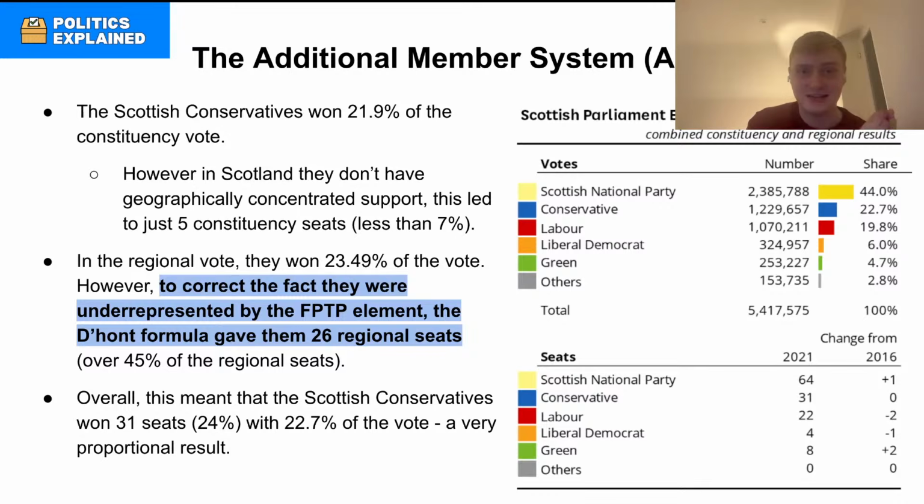Whoever's underrepresented by that first vote, by the first past the post, gets more seats than their vote share from the regional vote to correct it and bring it closer to a more proportional result, and vice versa. The SNP, for example, often get loads of seats from that first past the post vote, more than their vote share, and they'll therefore not be given as many as their vote share in the second regional vote, to bring it effectively to a more proportional overall seat share.